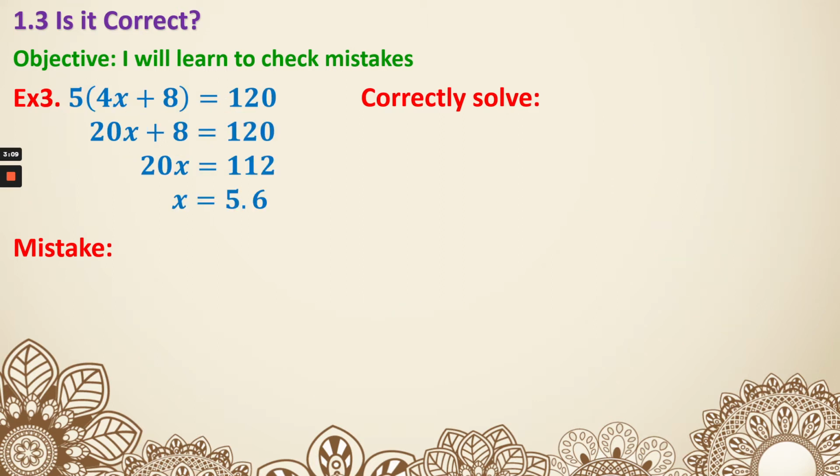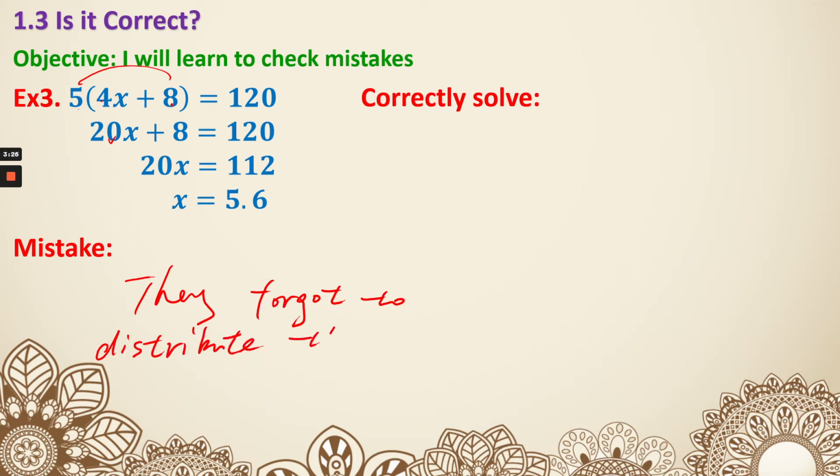Example 3. Identify the mistake. 5 times 4x, that is 20x. However, that 8, that doesn't look right. So they forgot to distribute the 5 onto the 8.